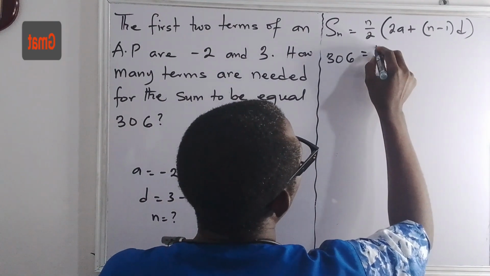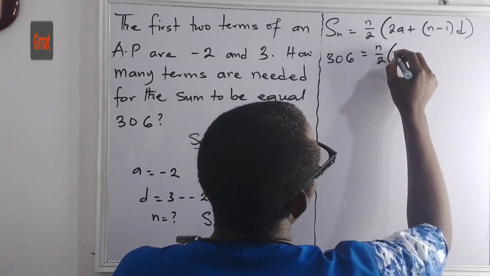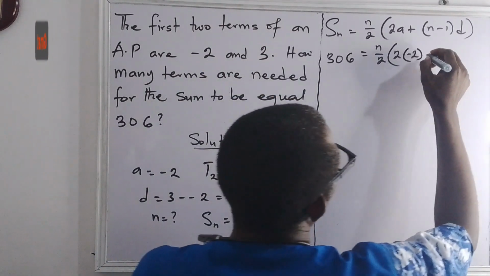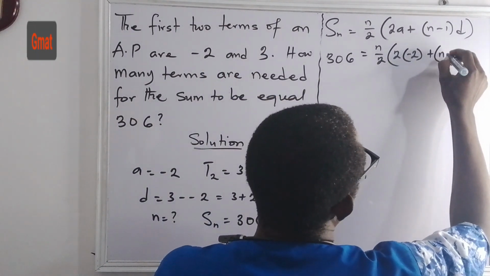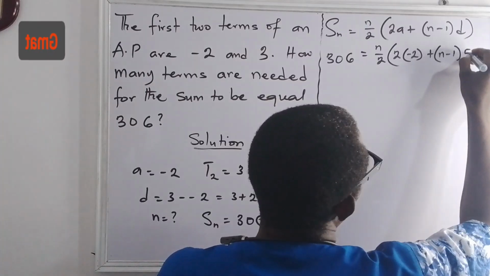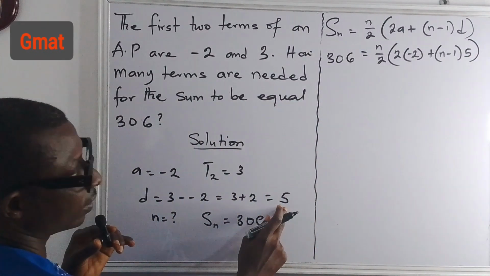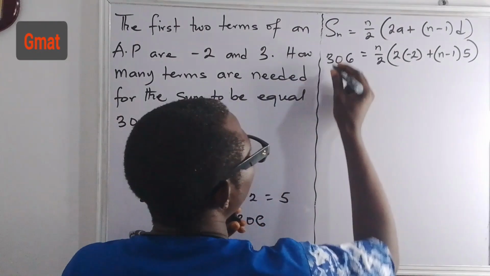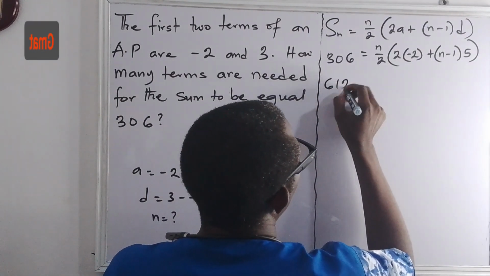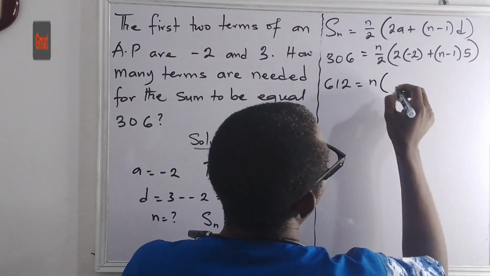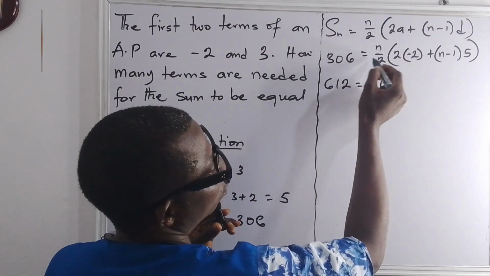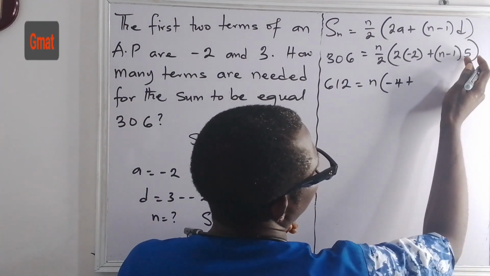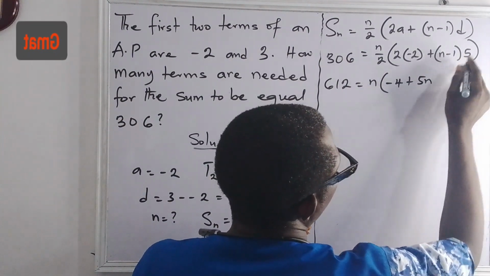So 306 equals n over 2 times the first term, which is minus 2, plus n minus 1 times the common difference, which is 5. Okay, we have that to be 5. All right, so now multiply through by 2. So this turns to 612 equals n. Now when you multiply this by 2, the 2 cancels the 2 here. So we have minus 4 plus, now open the bracket, 5 times n, we have 5n minus 5.